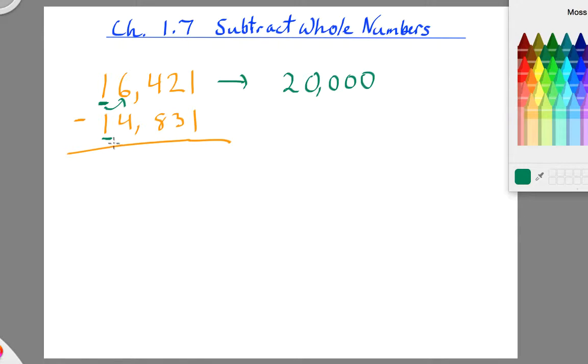Okay, and for the next one, 14, is this closer to 10 or 20? We get the same question. This 1 is either going to stay a 1 or become a 2. The top one became a 2, but this one stays a 1 because 4 is smaller than our middle number, which is 5. So 0, 1, 2, 3, and 4 round down. 5, 6, 7, 8, and 9 round up. So 14,000 is closer to 10,000 than it is to 20,000. And now when we subtract, 20 minus 10 is 10. So 10,000 is our estimate.